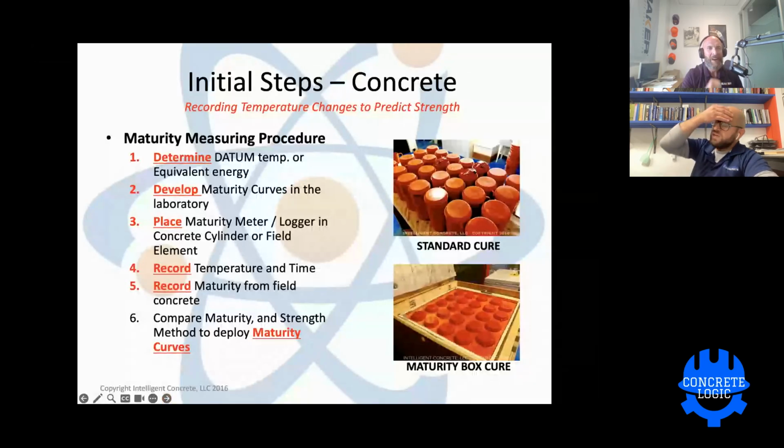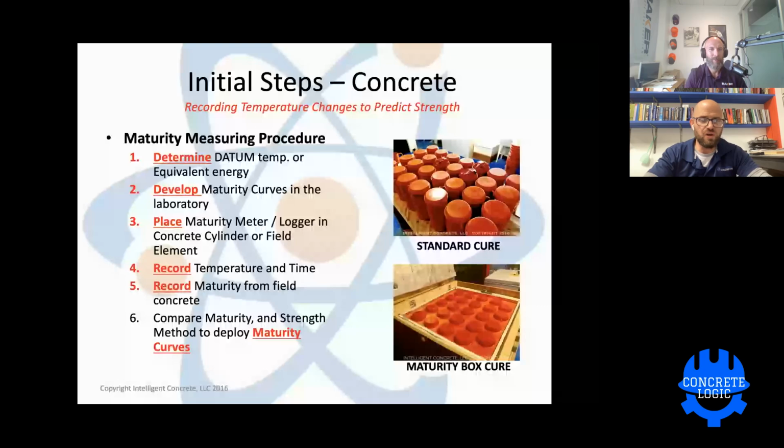And you even got companies now where the maturity sensor will not only send you the temperature and the maturity information, but it is also connected to a maturity box that changes the temperature based off of what the temperature of the concrete is feeling on the job site. Oh, that's cool. Isn't that awesome?